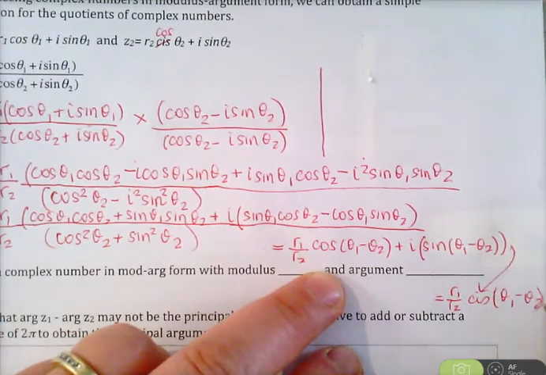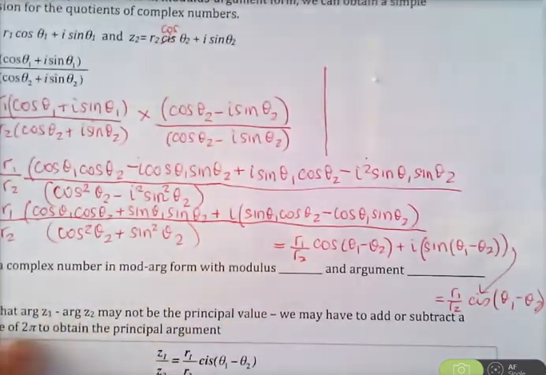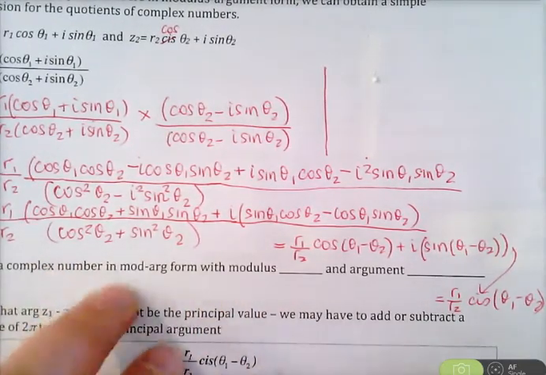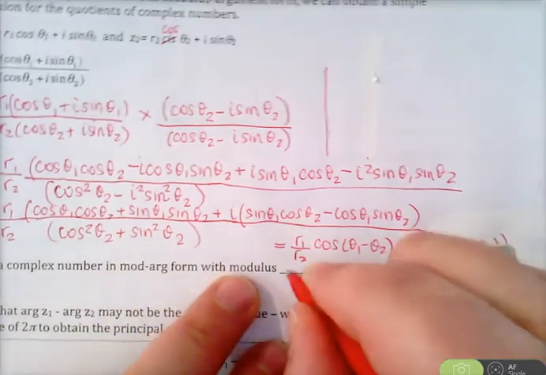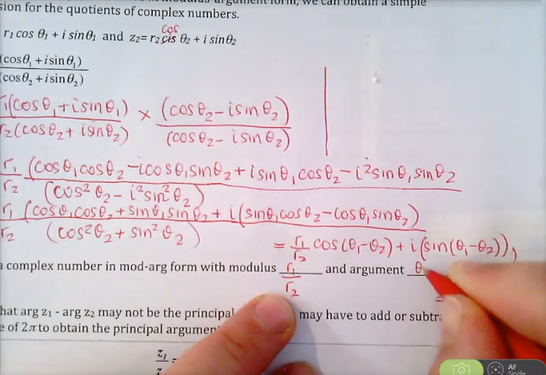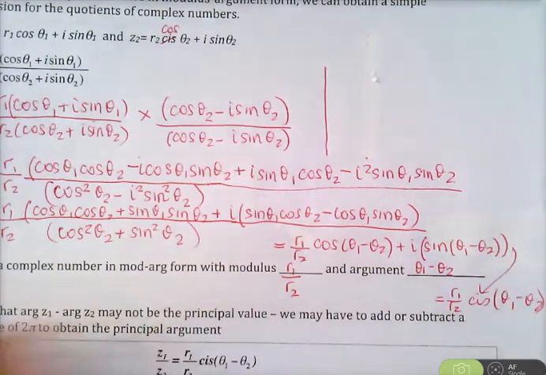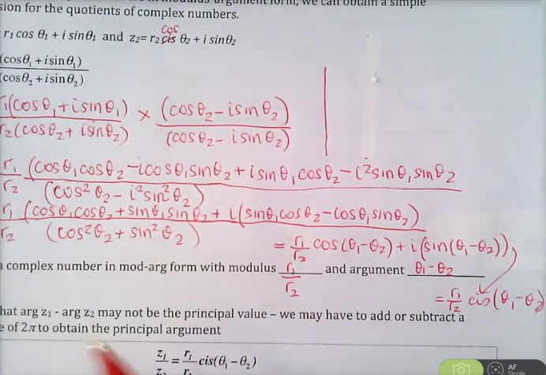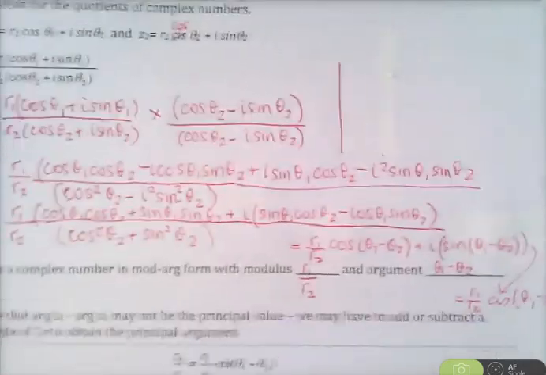So therefore, when you are dividing complex numbers in modulus argument form, the result will be a complex number with modulus r1 over r2 and argument theta 1 minus theta 2. In other words, we divide the moduli. So notice again that arg z1 minus arg z2 may not be the principal value, and you need to add or subtract a multiple of 2 pi to obtain your principal argument.